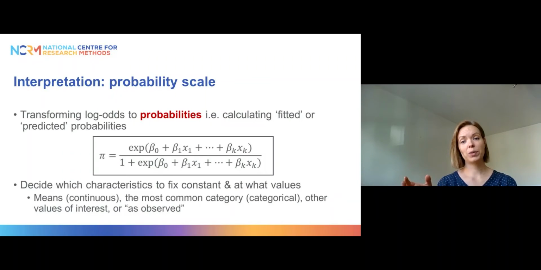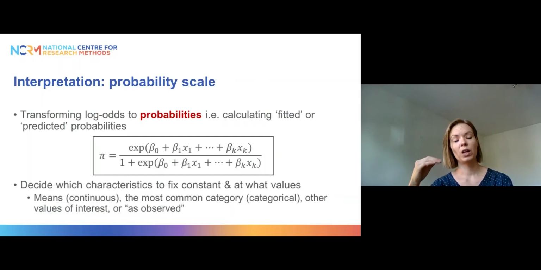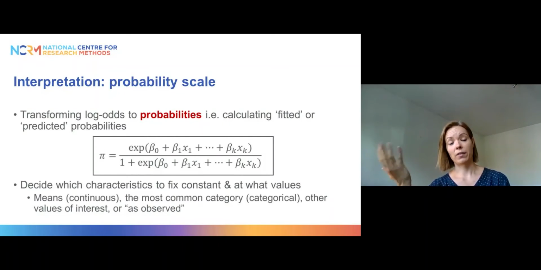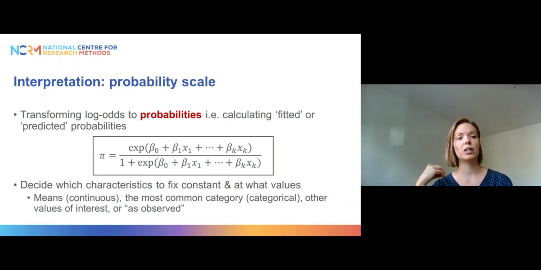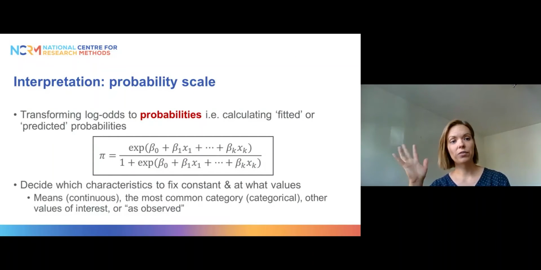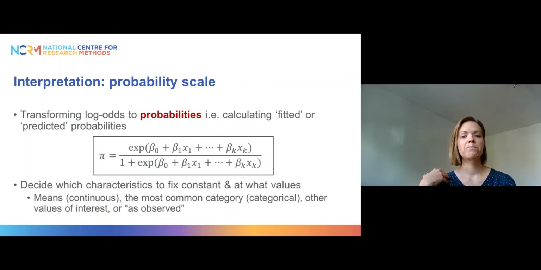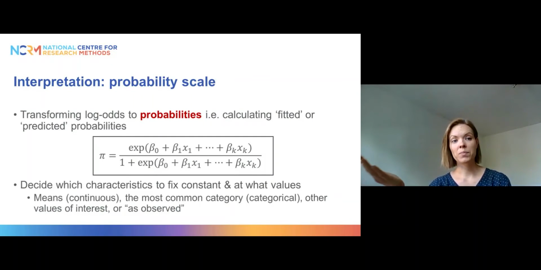So as you might remember, these fitted probabilities depend on, and are very different depending on, which values of the explanatory variables we choose. If we have a lot of continuous variables in our model, we might want to put everything in there as their means and calculate the average predicted probability. If we have categorical variables, maybe we want to choose the most frequent category to find this average experience. Or there might be other values of interest relating to our research questions.